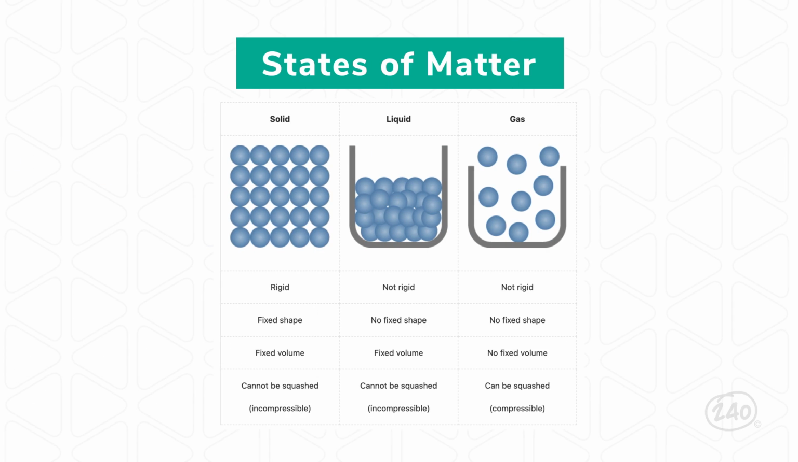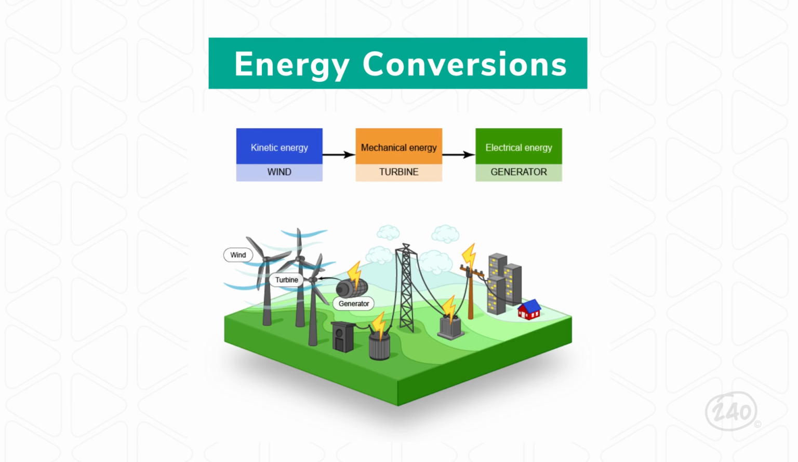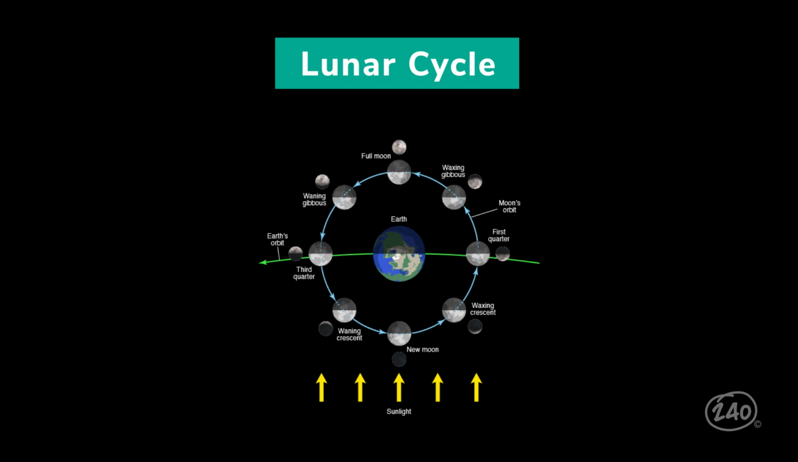In physical science, you'll need to know about matter, specifically the states of matter and the qualities of each. You'll also need to know about the different types of energy and how energy can be converted from one type to another. For Earth and space science, you'll need to know about the movement of Earth and the Moon and how these movements impact life on Earth.